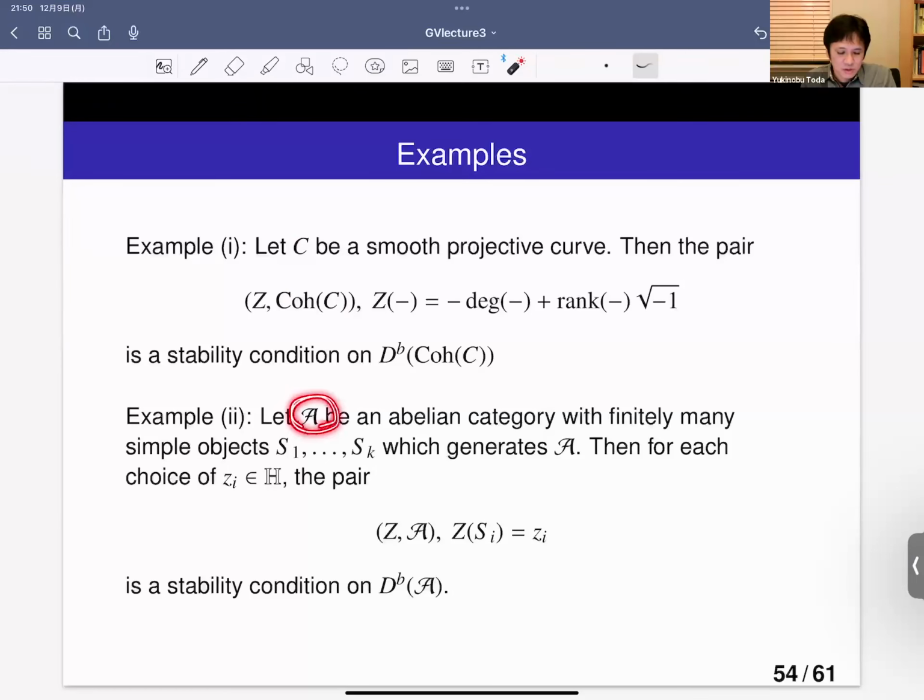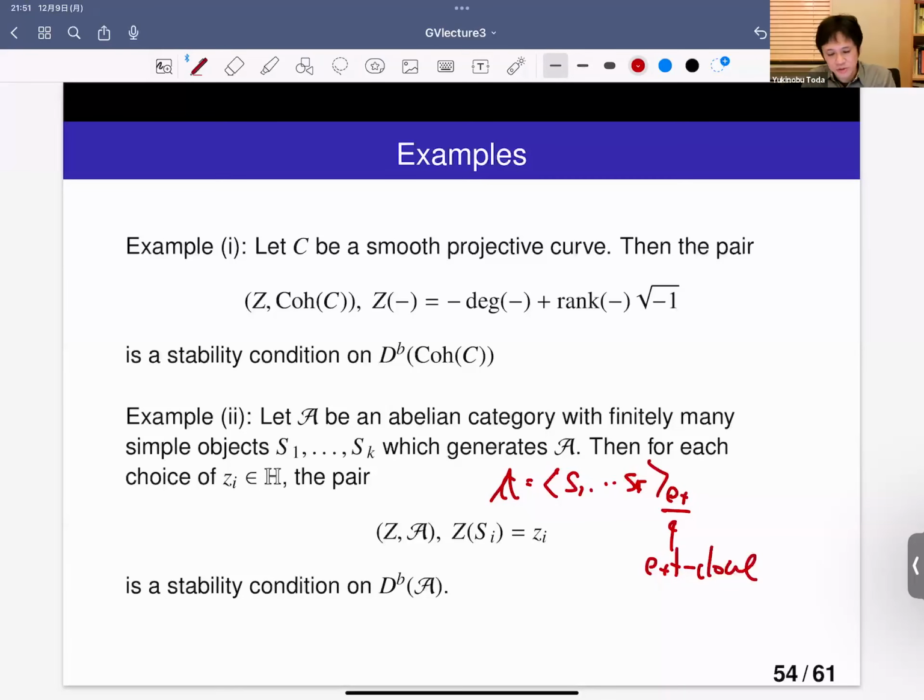And also for an abelian category A, let's assume that A has only a finite number of simple objects which generate this category A. So this means that A is the extension closure of these simple objects S1 to Sk. So here I write it. This is the extension closure. That is, every object in this abelian category has some filtration whose associated graded is just a direct sum of these Si.